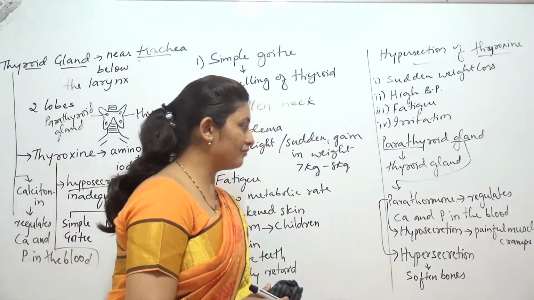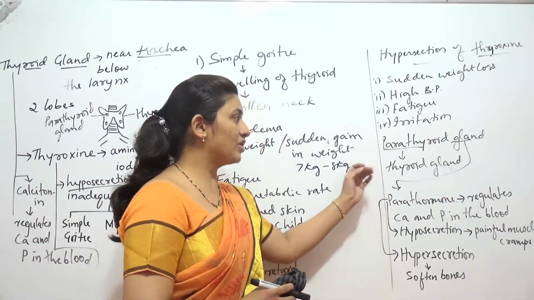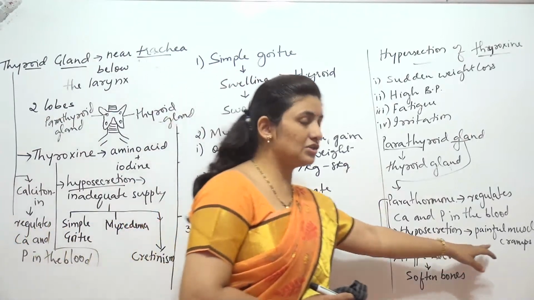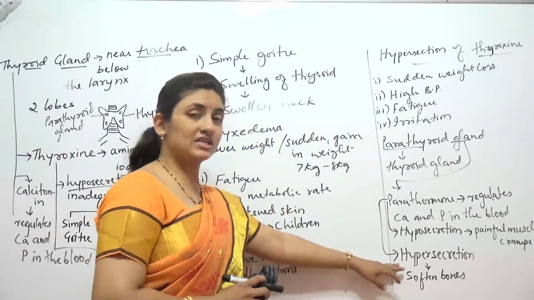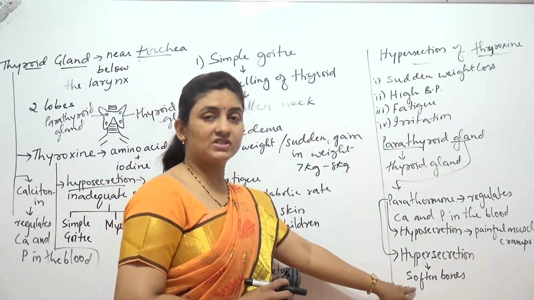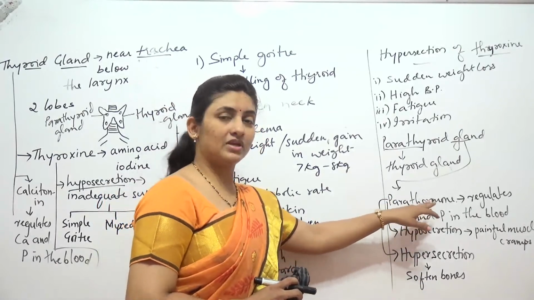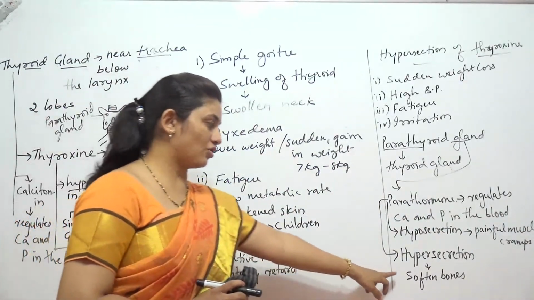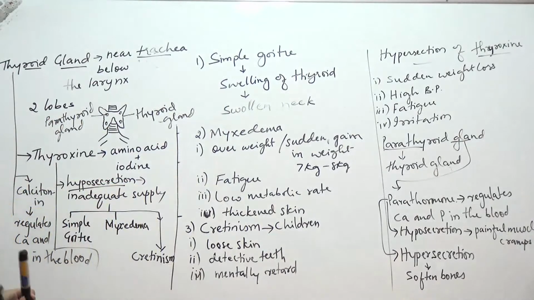So here what are the hyposecretion and hypersecretion seen because of this parathormone? Hyposecretion results in painful muscle cramps. If its secretion is more, then it softens the bones. That means more secretion of the calcium into the blood also removes the calcium from the bone, because of which they soften the bone.